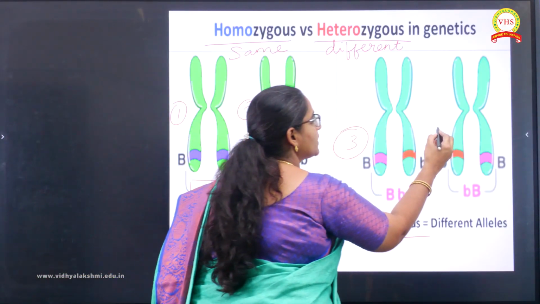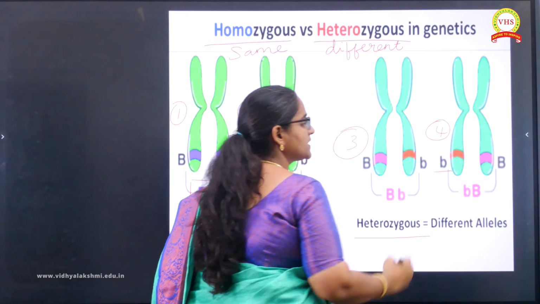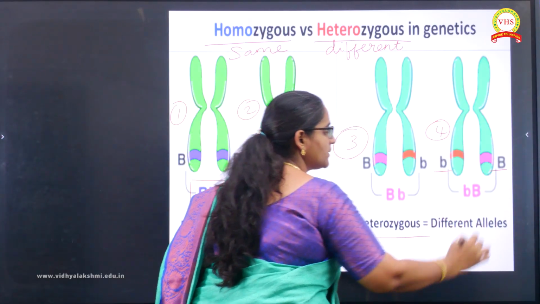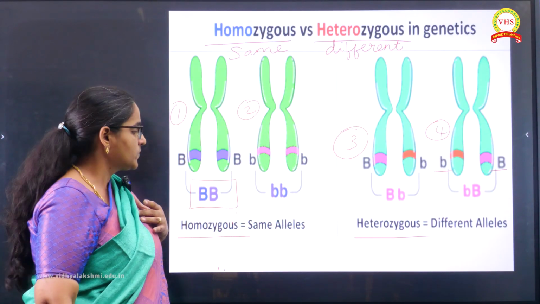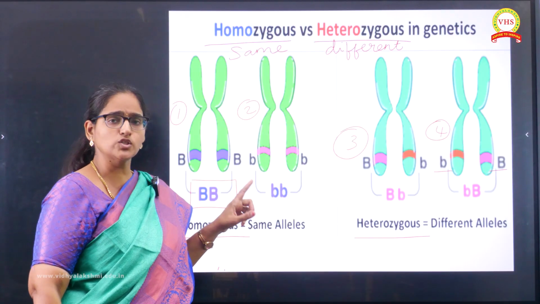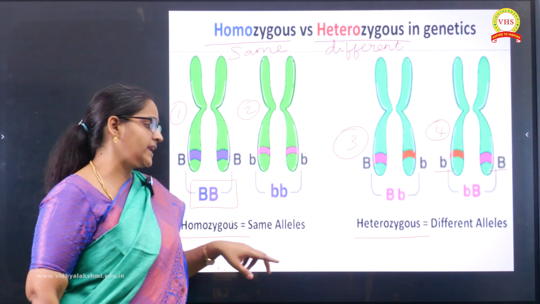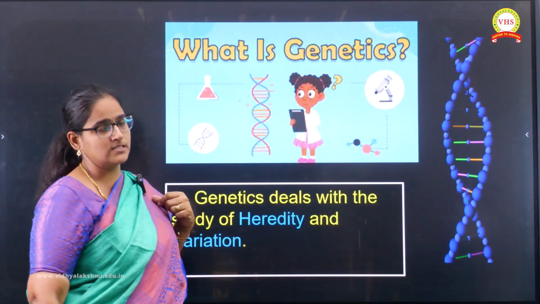Here, look at chromosome number 4. Small b is present on one chromatid and capital B is present on the other chromatid. So if you have the same allele, it is called homozygous. If you have different alleles, it is called heterozygous.